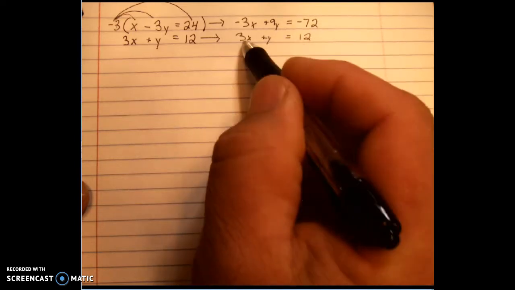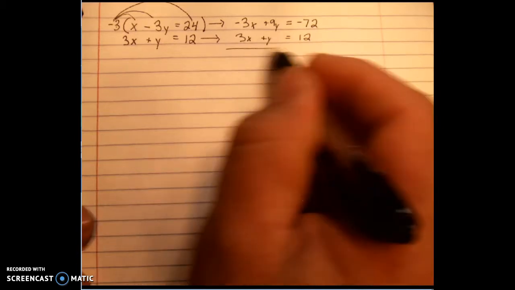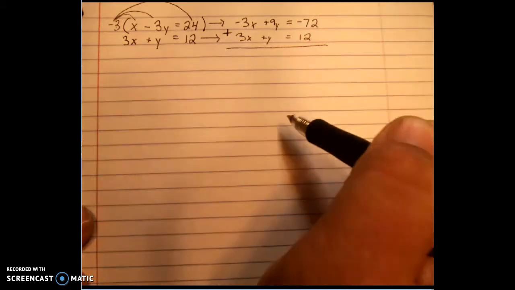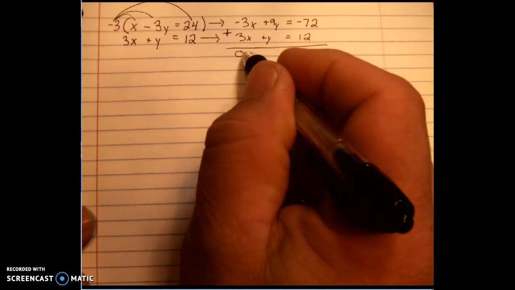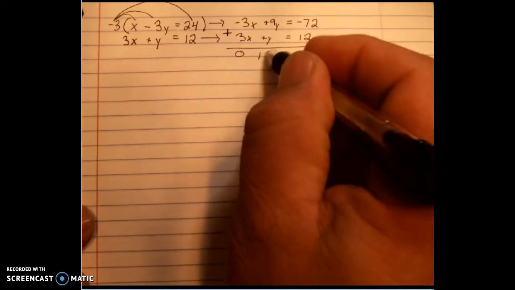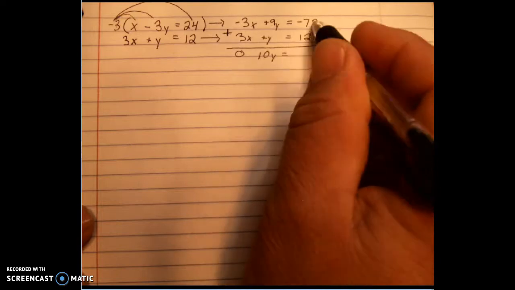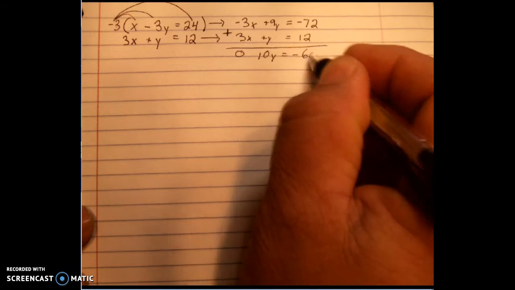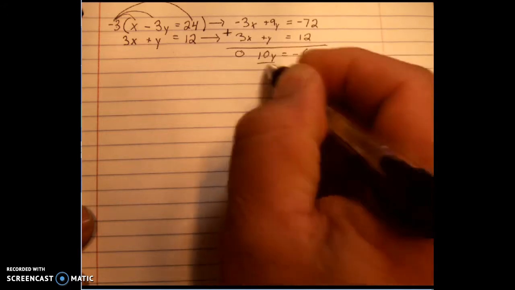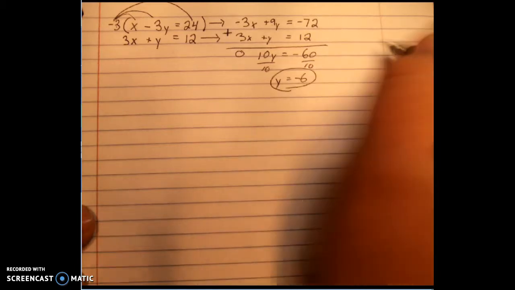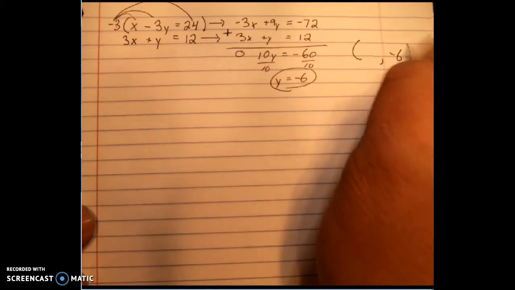Now my numbers are opposites. I can add the two equations together. -3x plus 3x is the 0x's that I'm after. 9y plus y is 10y. -72 plus 12 is -60. Divide by the 10, and y equals -6. There's half of my solution.